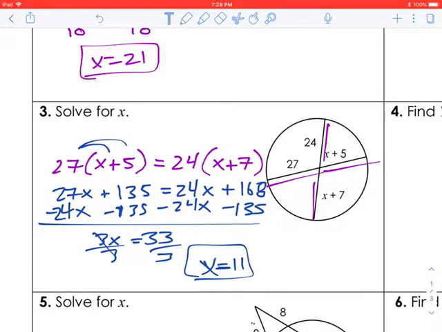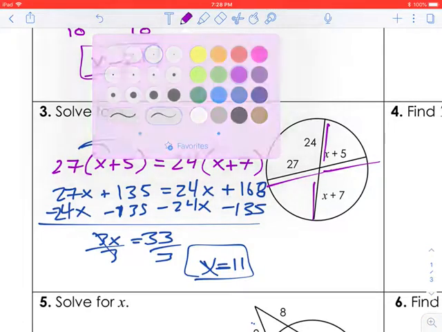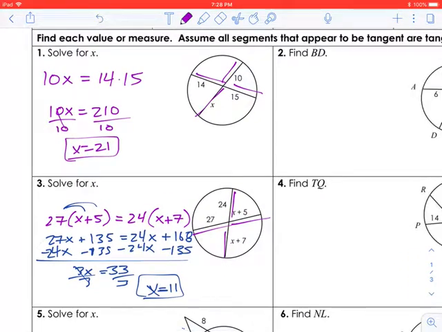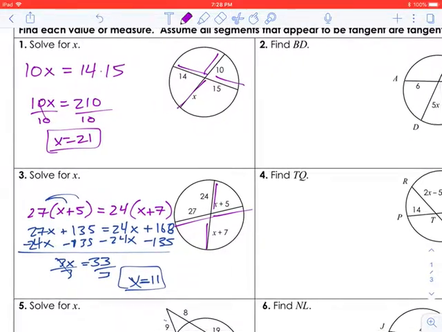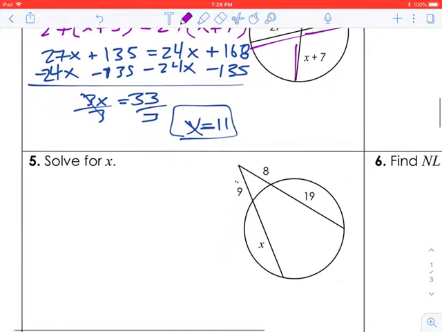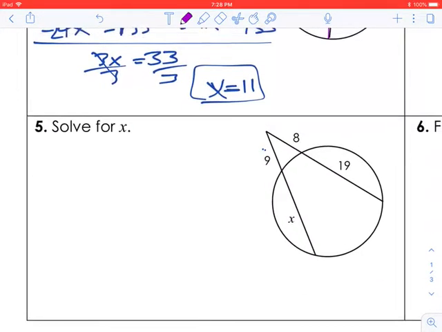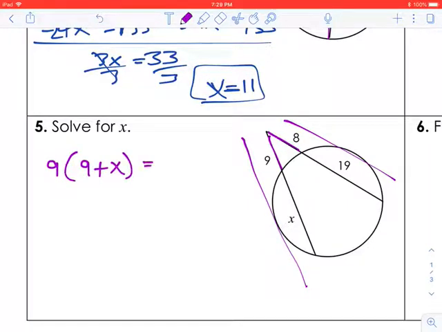Okay. All right, so those first two are pretty simple, just as long as you're following the correct formula. Okay, so now on number 5, these are secants. So in this case, it's the whole thing times the part. The whole thing times the part. So on the left side, I've got the whole thing is 9 times 9 plus x. So it's going to be the outside times the whole thing equals the part outside times the whole thing, which is 8 plus 19, which is 27.